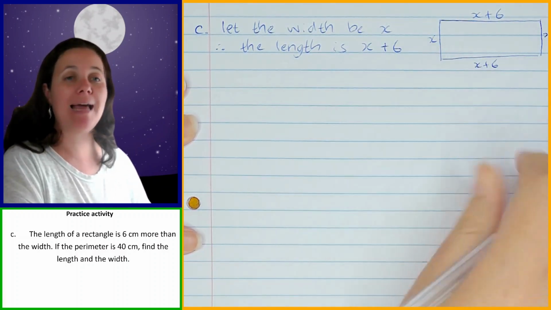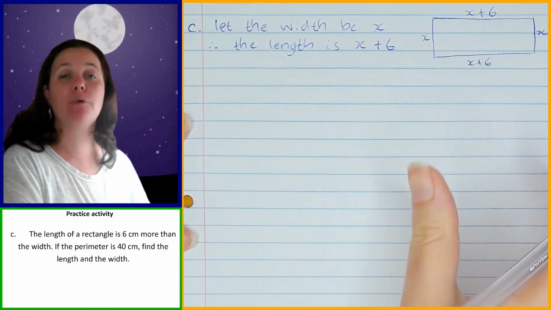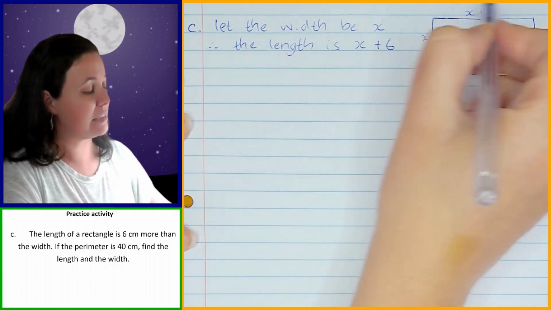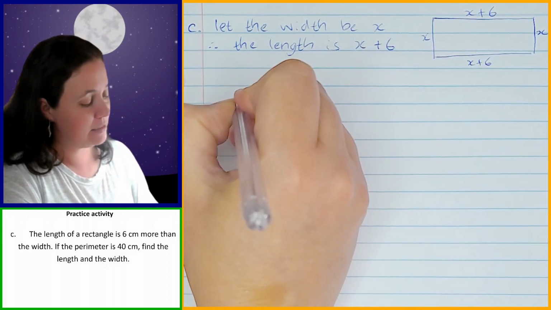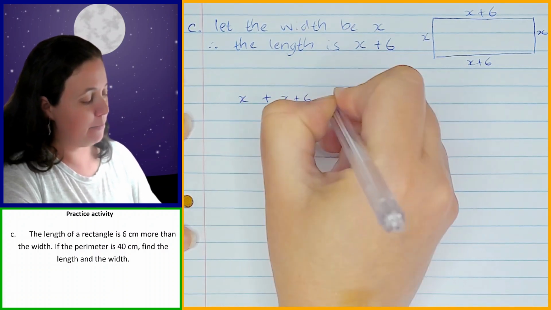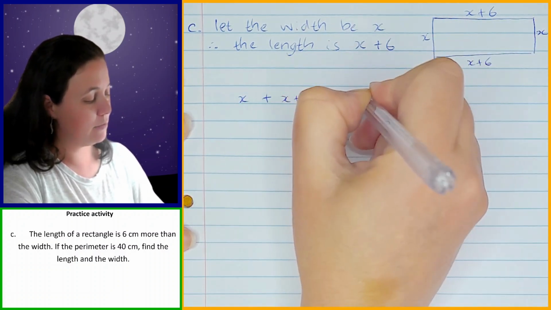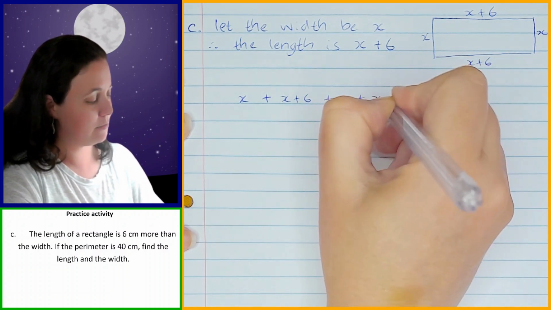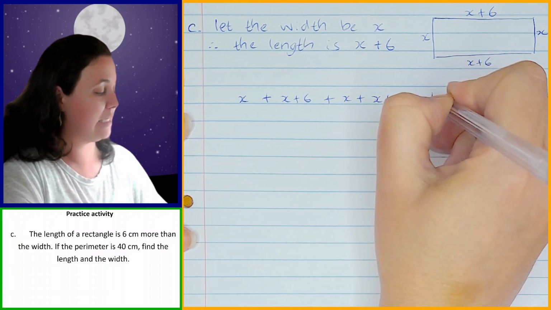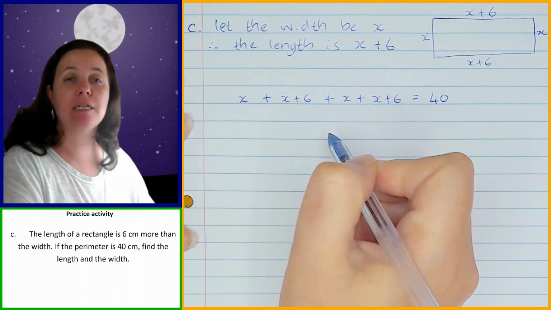So I'm just going to go and add them all up, but if you use the perimeter formula, then that's absolutely fine as well. So I'm going to say the perimeter is the sum of all the sides. So I've got x plus 6 plus x plus x plus 6. And that is all equal to my perimeter, which they told us is 40 centimeters. Now we can go and solve for x.